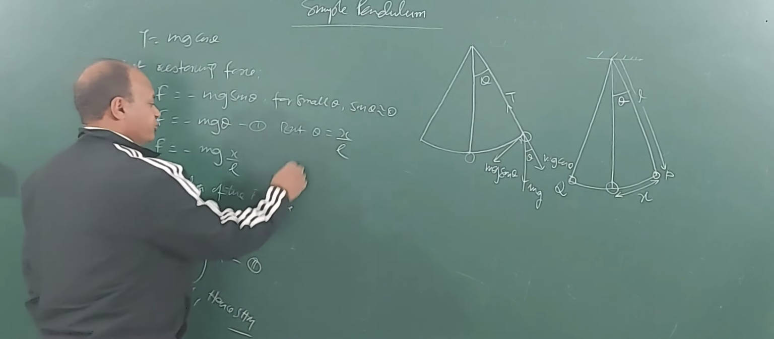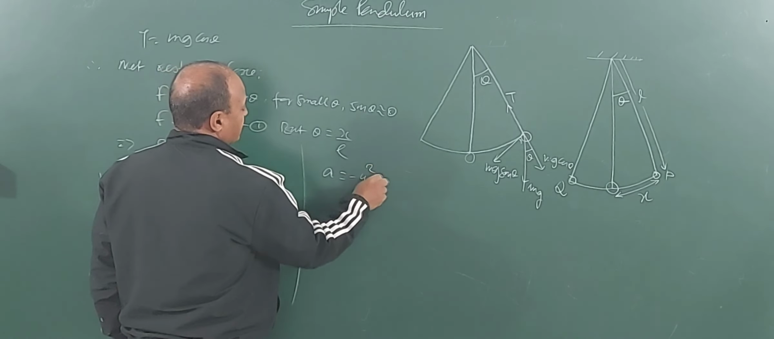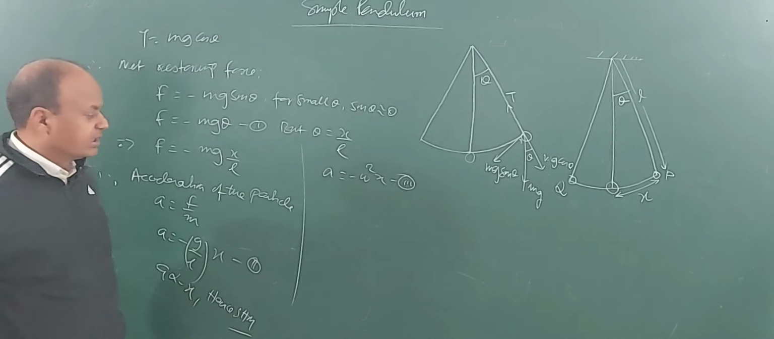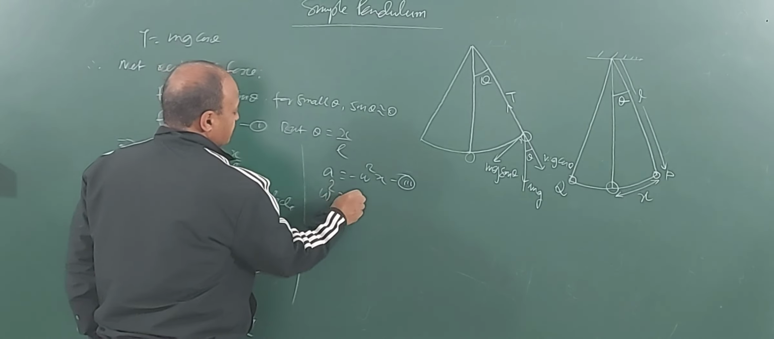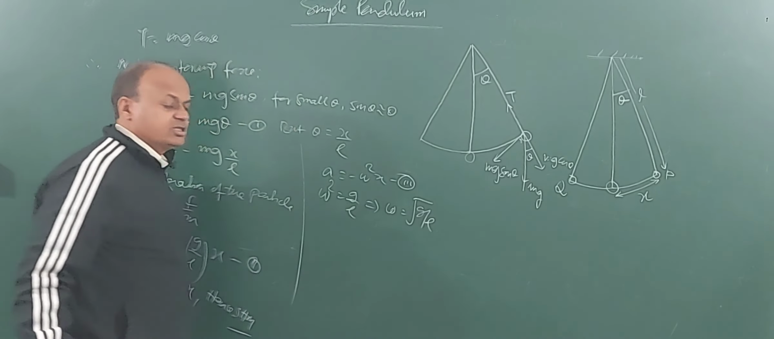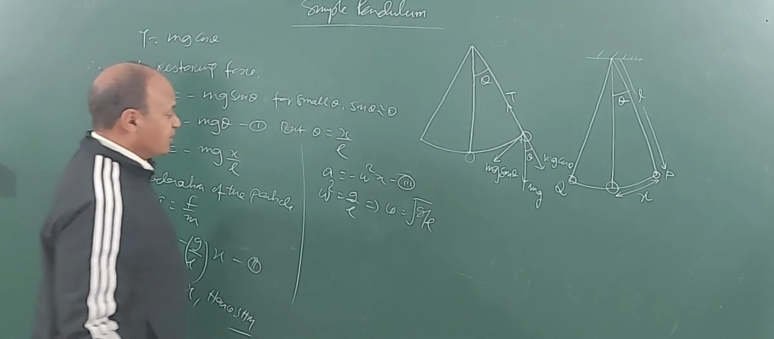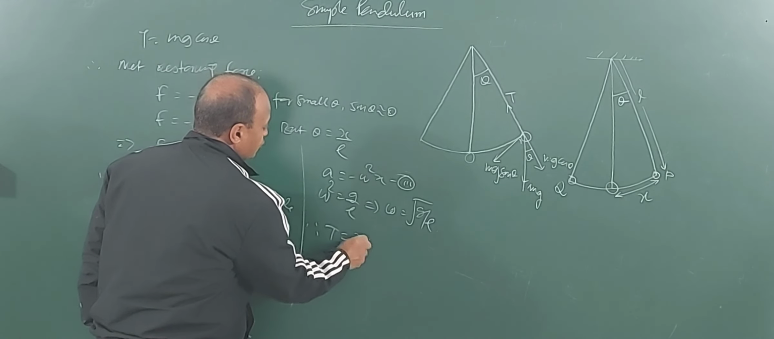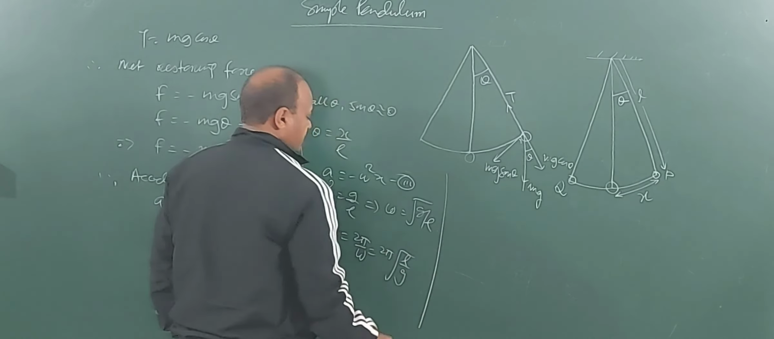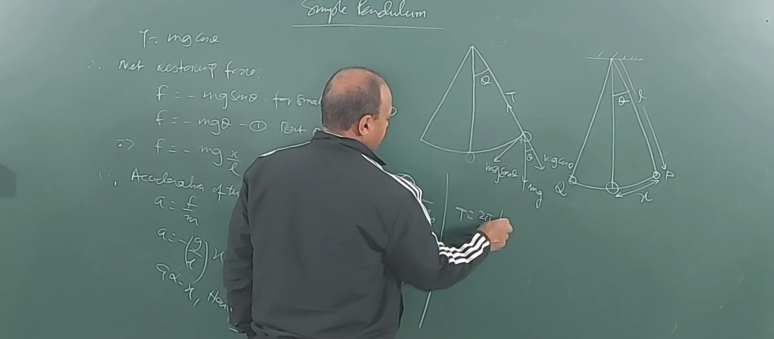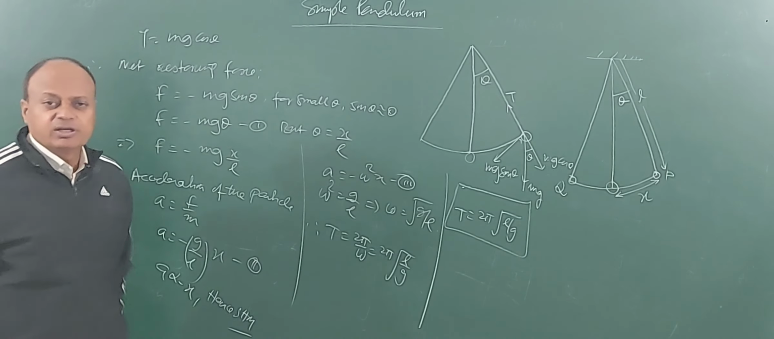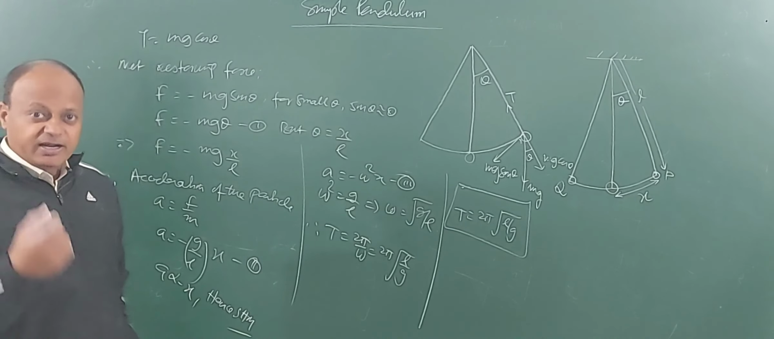And in simple harmonic motion, we know a is equal to minus omega square x. So if I compare equation 2 and equation 3, then omega square comes to be g by L. So omega is root over g by L. And once I know omega, time period T is equal to 2 pi over omega, that is, 2 pi root over L by g. So we got a very interesting expression for the time period of the simple pendulum.